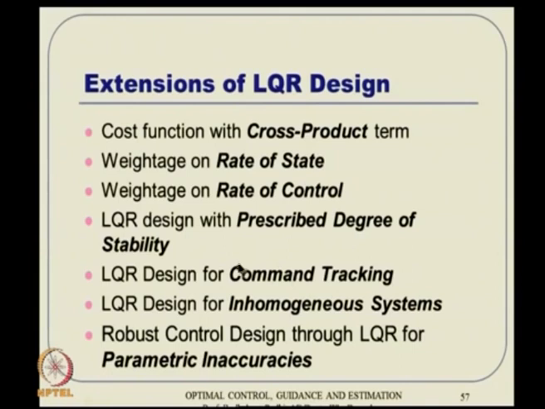Then we also saw how to extend that for command tracking problems, and also saw how to extend that for inhomogeneous systems, that means x dot equals A x plus B u plus c. If you have something like that, what to do about that? And we also saw a slightly different formulation which talks about robust control through LQR design, especially for parametric inaccuracies, and again lands up with integral control feedback sort of ideas.